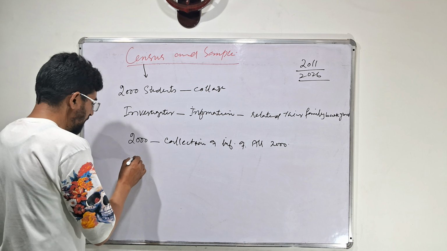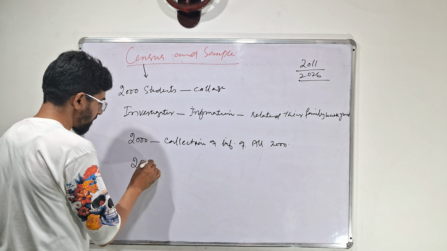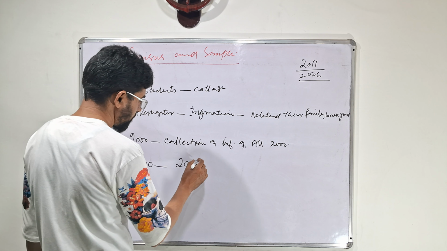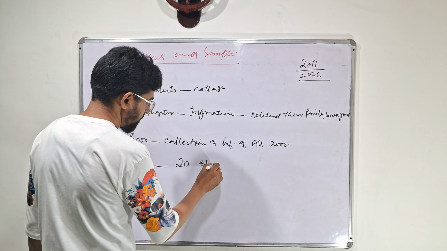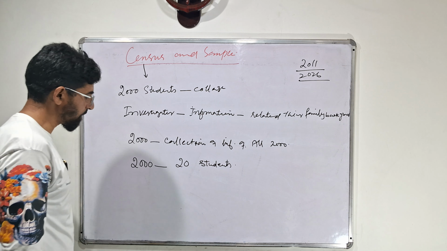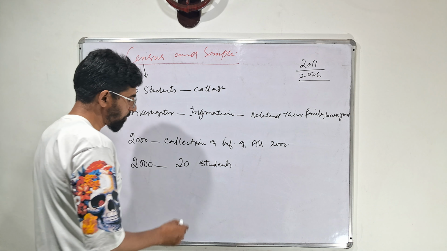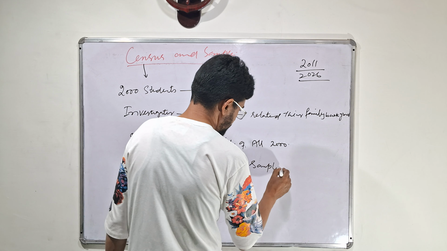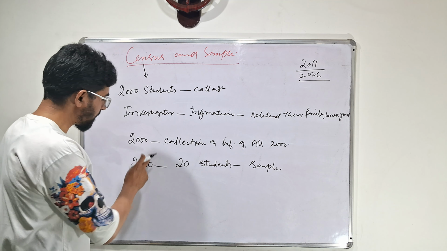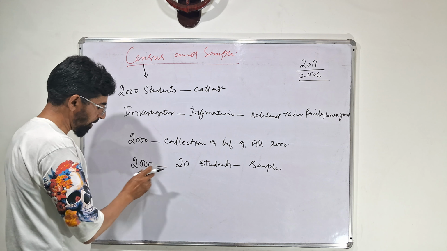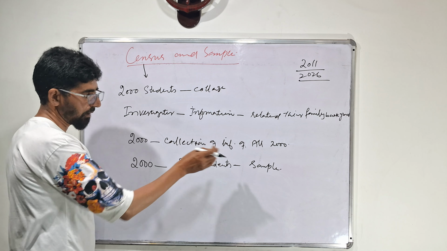But when he collects information among 2000 students from only 20, for example, only 20 students among 2000, that we call sample.